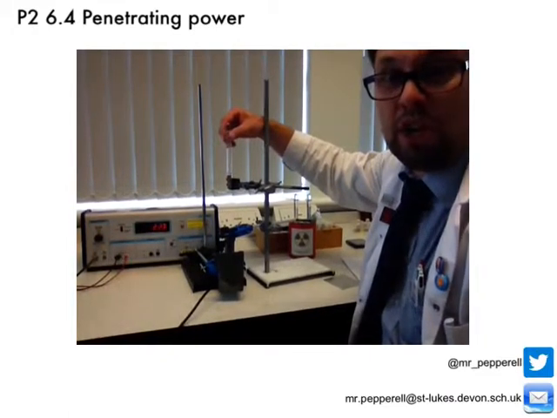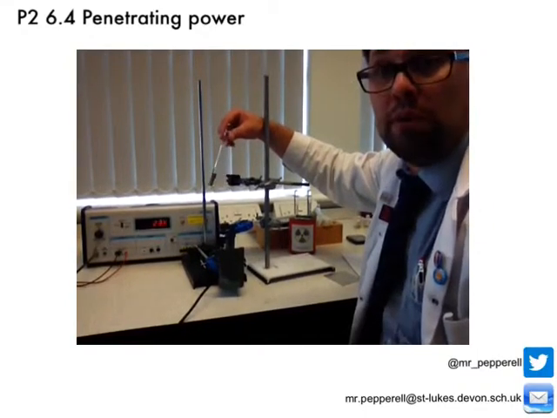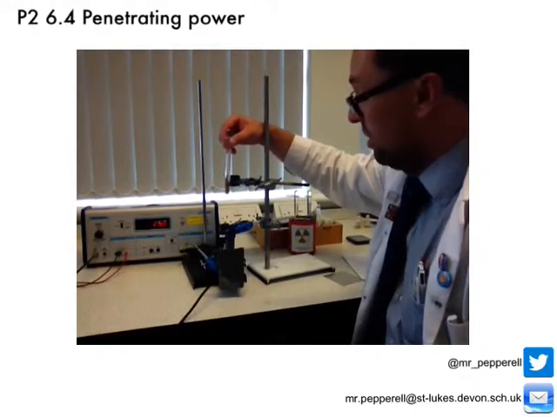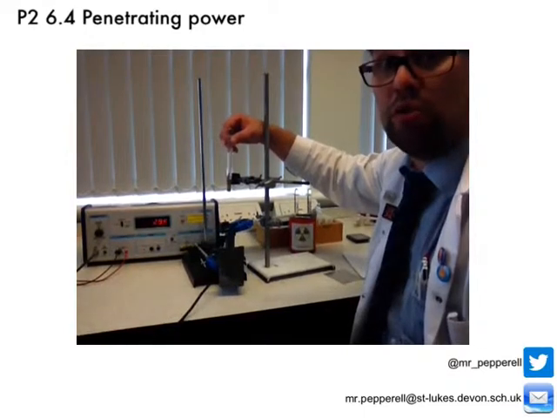The count rate's not really changing there. It's going up still, but it's not really changing. Any change there is probably due to me doing this and missing the Geiger Müller tube, to be honest. Okay, so the gamma is not going to be affected by the air at all. It's going to keep on penetrating. It's going to go through the air there.